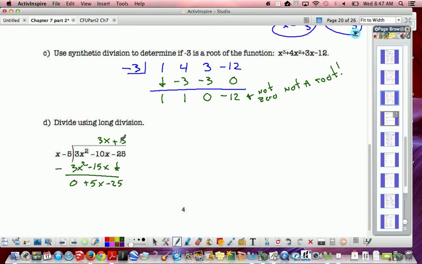So x times 5 is 5x. 5 times negative 5 is minus 25. Notice how these add to 0. So I get x plus 5 times 3x plus 5. And I believe that's all you had to do on that one. Didn't ask you to find the 0, so you can just stop right there.